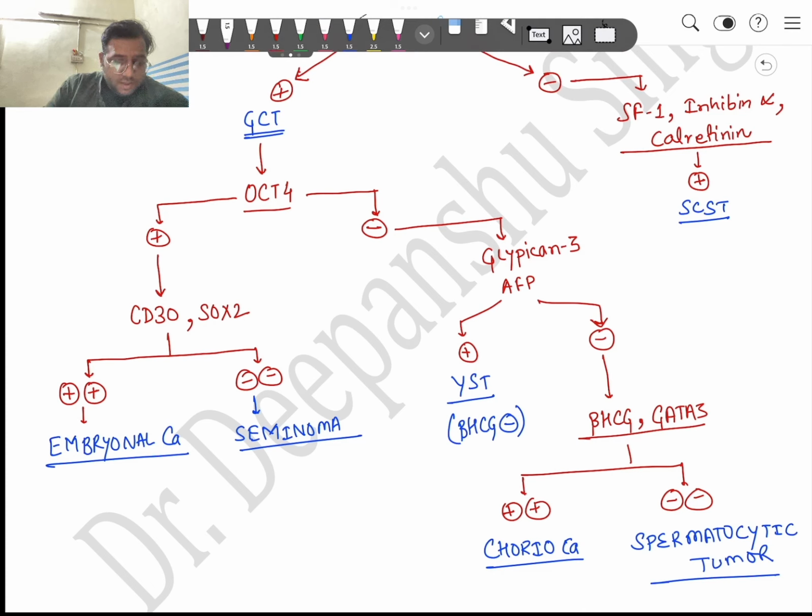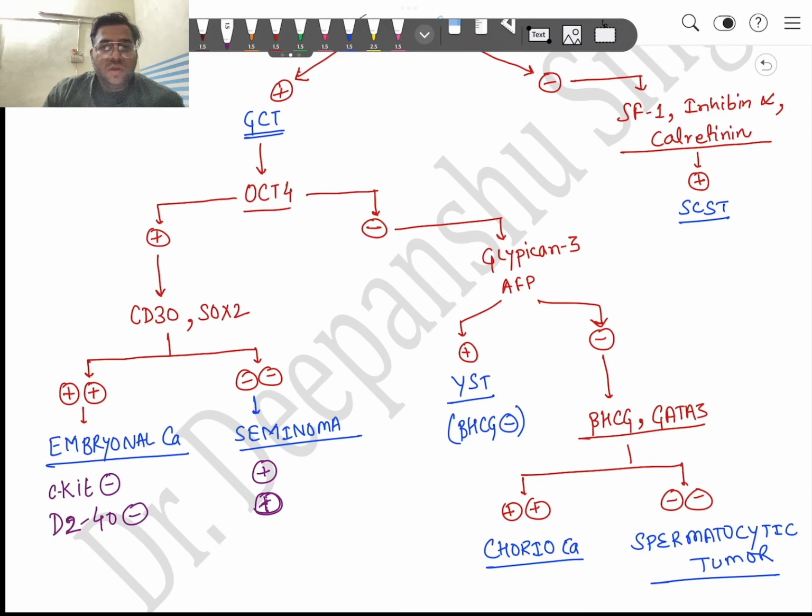See, in embryonal carcinoma, c-KIT is negative, but in seminoma it is positive. D2-40 is negative in embryonal carcinoma, and it is positive in seminoma. These are two other important differences that you should remember.